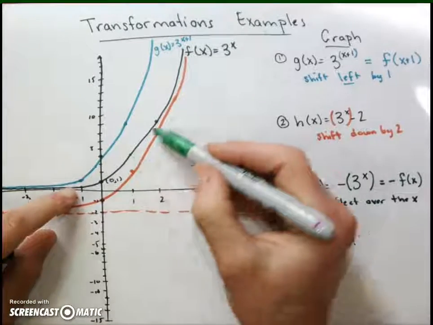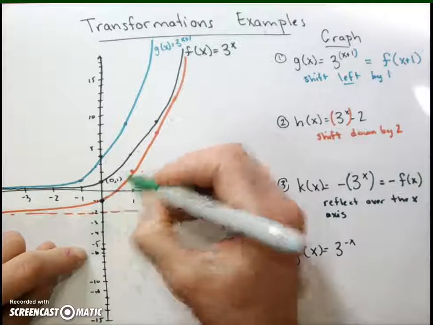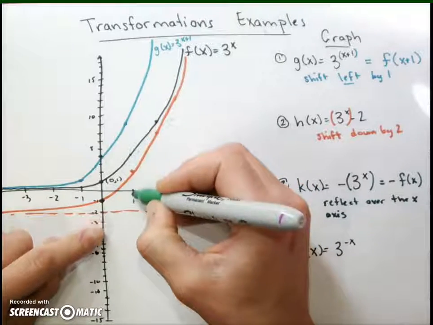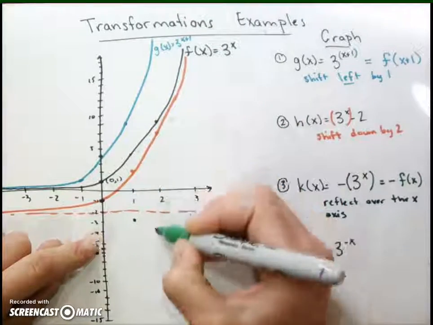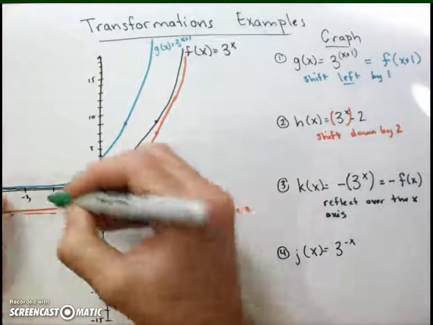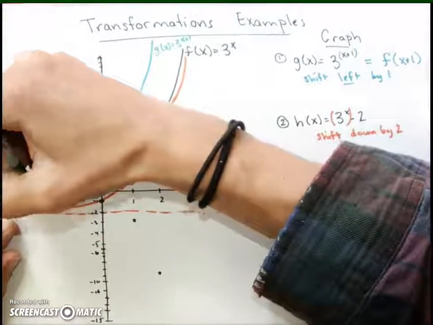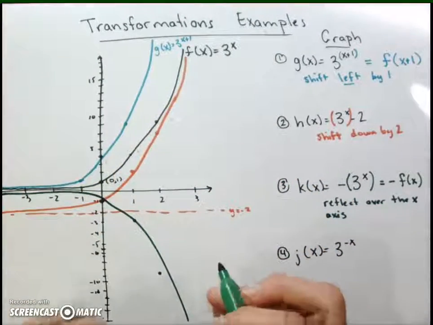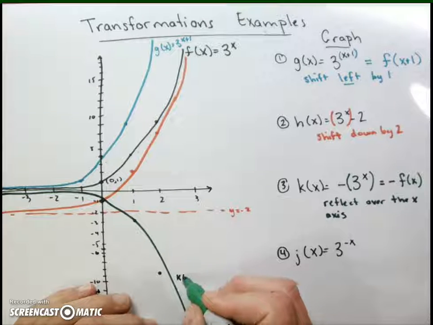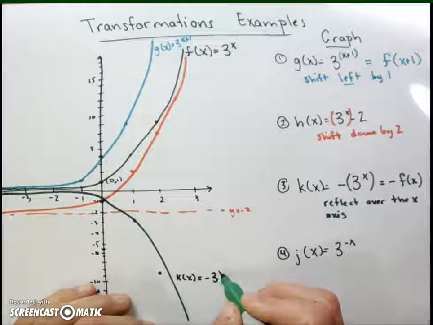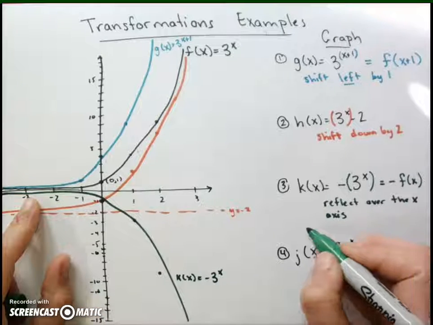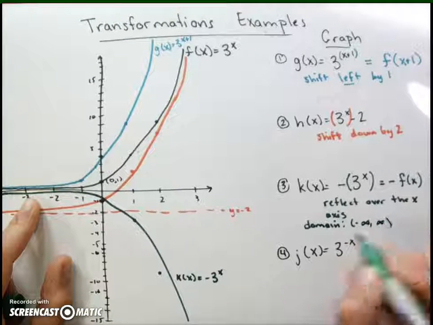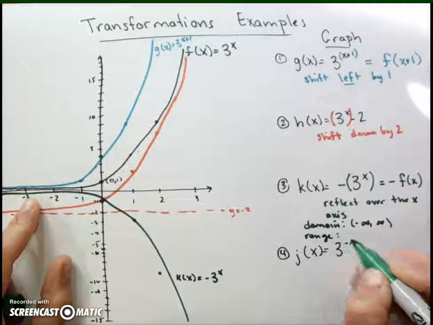So I take my original graph and I reflect it over the x-axis. Instead of (0, 1), I have (0, -1). Instead of (1, 3), I have (1, -3). Instead of (2, 9), I have (2, -9). And I still have this horizontal asymptote at y equals 0. Oops, a little bit of an inaccurate picture, but this one's k of x equals negative 3 to the x. One thing you'll notice about this one is the domain is the same, but the range is now all negative numbers.